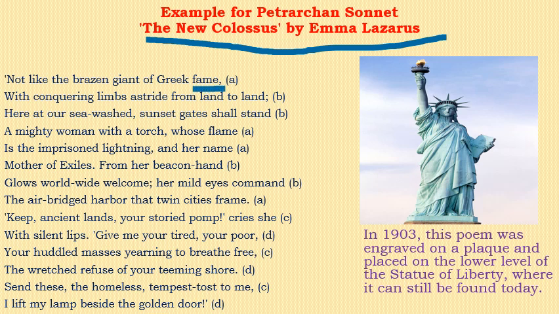Fame and flame, name, those will all be of the same rhyming scheme. So A B B A A B B A C D C D C D. And additional information: in 1903 this poem was engraved on a plaque and placed on the lower level of the Statue of Liberty, where it can still be found today. Just as an example, this poem can be taken. This is composed in the Petrarchan form of sonnet.